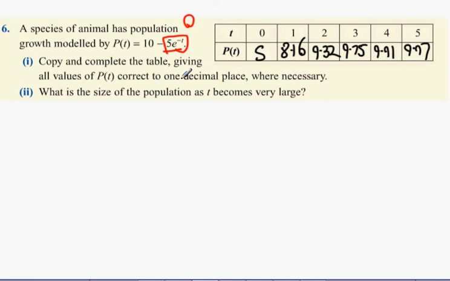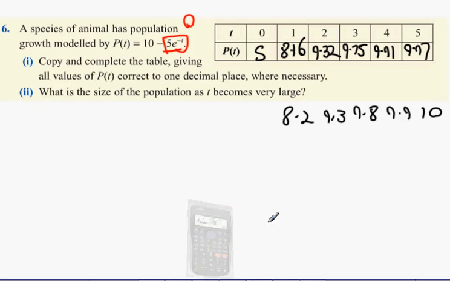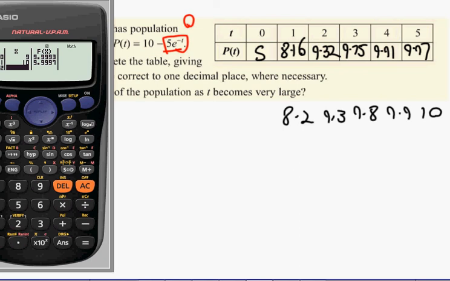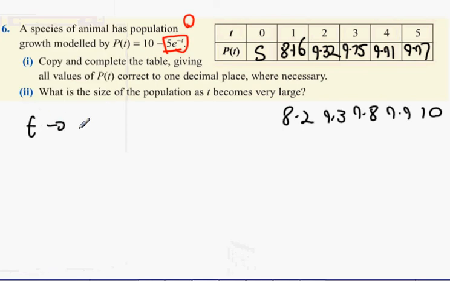Okay? So, copy and complete the table given P and T correct to one decimal place where necessary. I was meant to do that to one decimal place, so technically 8.2, 9.3, 9.8, 9.9, and the other one will be 10. Find the size. What happens to the size of the population as time goes on? What did we say happens? It's going to practically become 10. As t goes to infinity, do you understand what I mean by t going to infinity? Very, very well. As you go longer and longer and longer, p of t will turn to 10. Because it's going to be like 9.99999999999, and that's so close to 10, it's practically 10.